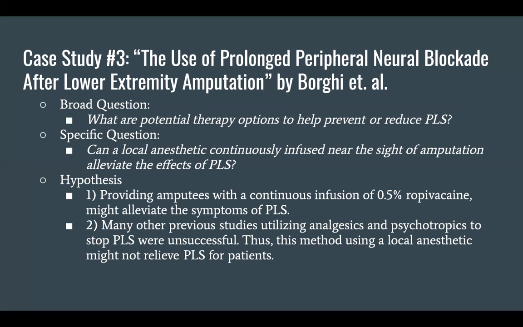So the authors' hypothesis is that providing amputees with a continuous infusion of 0.5% ropivacaine might alleviate the symptoms of PLS. For the alternative hypothesis, many other previous studies utilizing analgesics and psychotropics to stop PLS were unsuccessful. Thus, this method using a local anesthetic might not relieve PLS for patients.